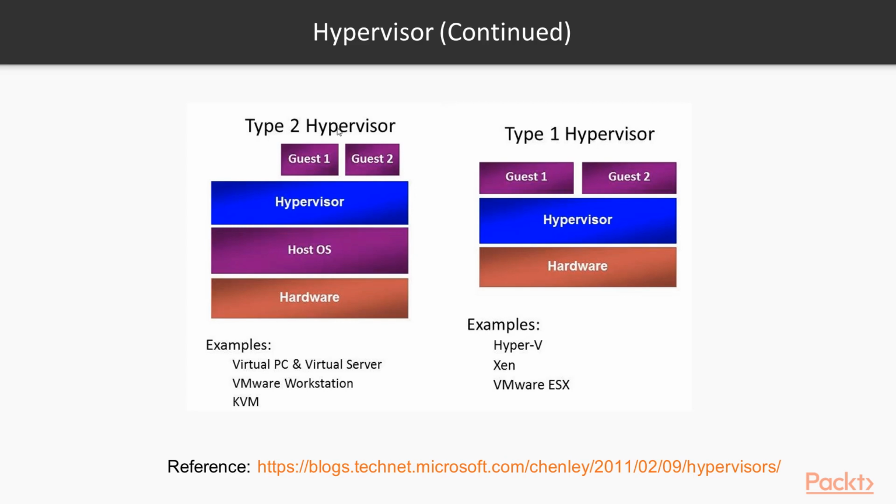Next one is the type 2 hypervisor. As you can see, there is a hardware layer, and on top of that we have a layer of the operating system, and on top of that you have to install a hypervisor like VMware Workstation or Virtual PC or VirtualBox, and on top of that you can install the virtual machines here. So that's the difference between these two types of hypervisor.